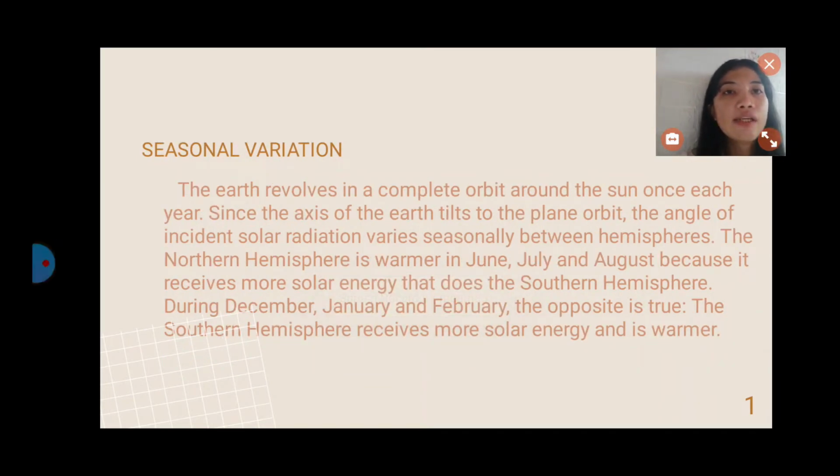So third is the seasonal variation. The Earth revolves in a complete orbit around the Sun once each year. Since the axis of the Earth tilts to the plane of its orbit, the angle of incident solar radiation varies seasonally between hemispheres. So the northern hemisphere is warmer in June, July, and August because it receives more solar energy than the southern hemisphere. And during December, January, and February, the opposite is true. So the southern hemisphere receives more solar energy and is much warmer.